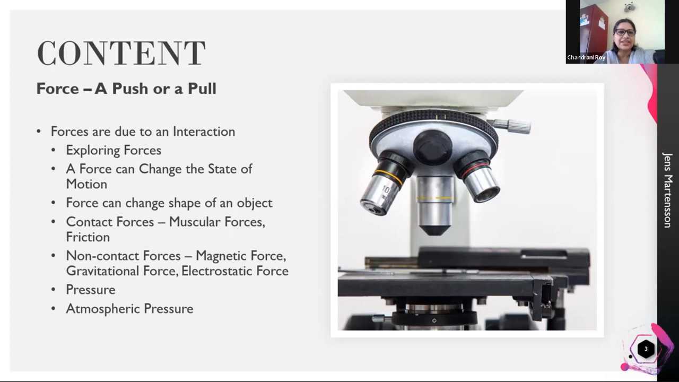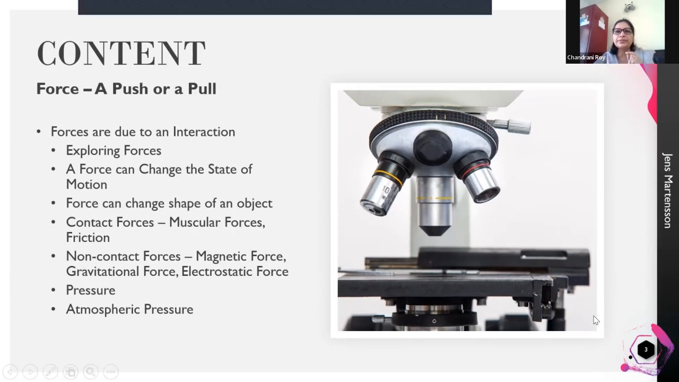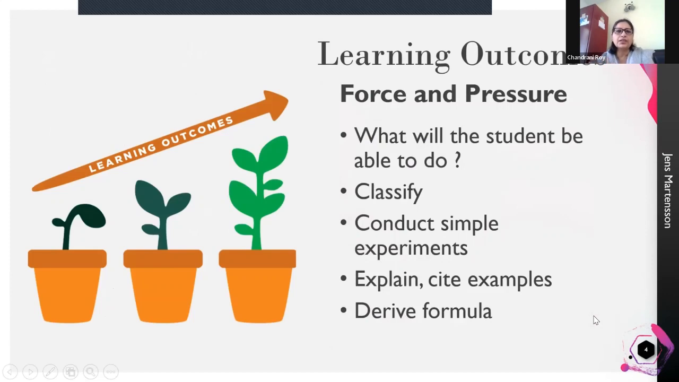A force can change the state of motion. It can change the shape of an object. Then we have types of forces, where we have contact forces and non-contact forces with their examples. And then we move on to pressure in liquids and gases. And finally, we move on to atmospheric pressure. So that kind of encapsulates the whole chapter.